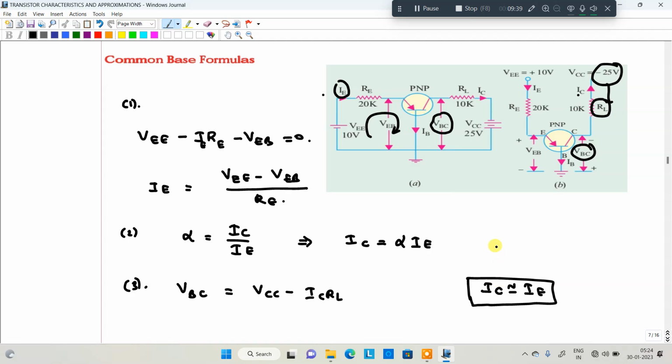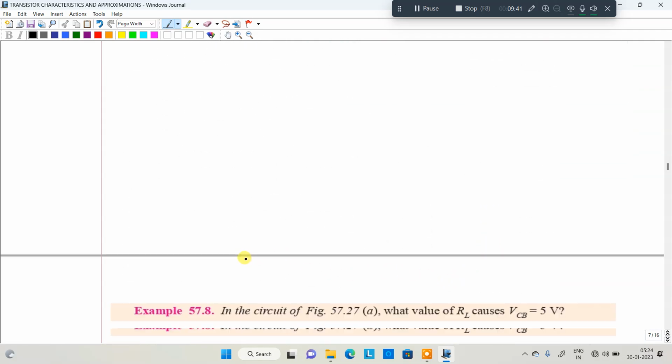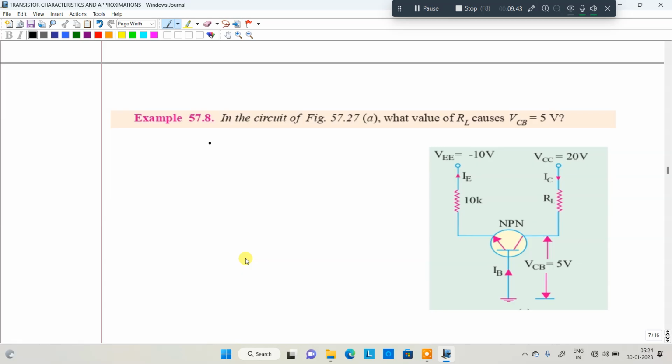Now we will look into one example, then we are moving to another problem. The problem here: in the circuit shown in the figure, what value of RL causes VCB to be 5 volts? They provided VCB. They are asking about the RL. Very simple. VCC is equal to IC into RL, this particular voltage drop, plus this particular voltage VCB.